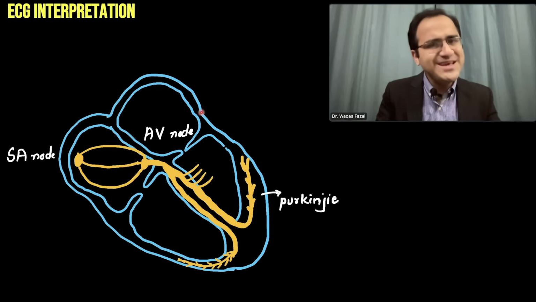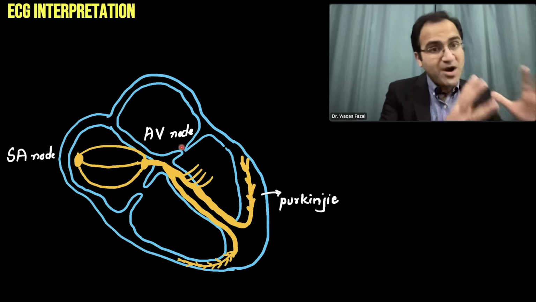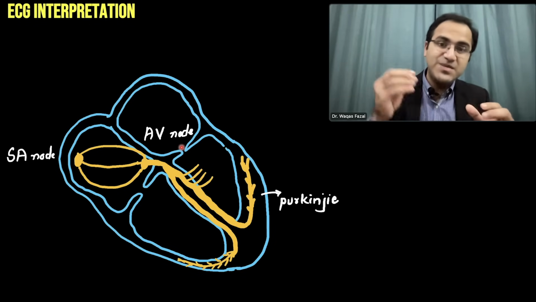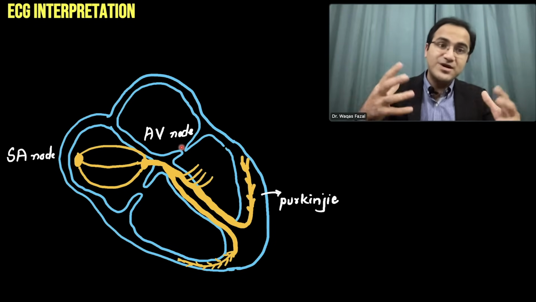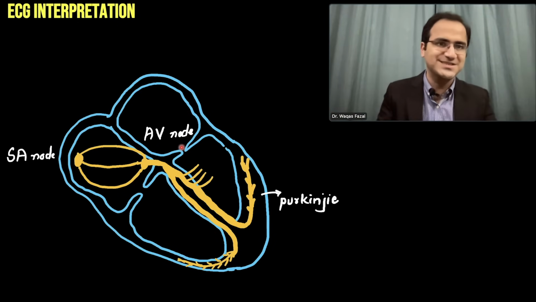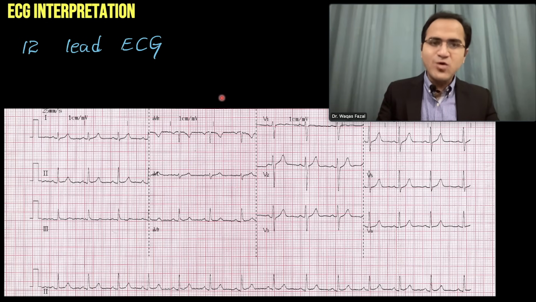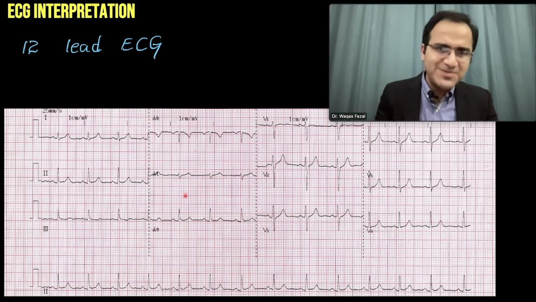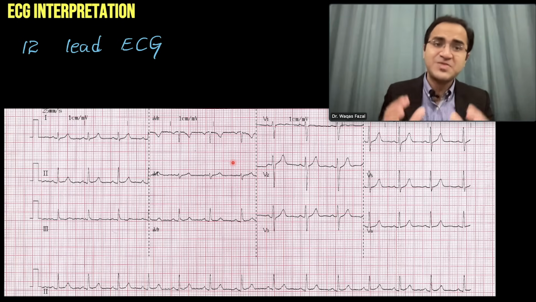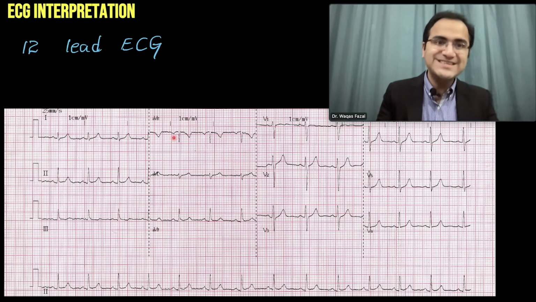Whenever there is any abnormality in this electrical circuit of the heart, abnormalities as in myocardial infarction, abnormalities as in hypertrophies, abnormalities as in ventricular tachycardias, ventricular fibrillations, we will learn all these ECGs. Now in your wards, you would have seen an ECG strip like this with all different leads capturing the activity of the heart. That is called a 12-lead ECG.